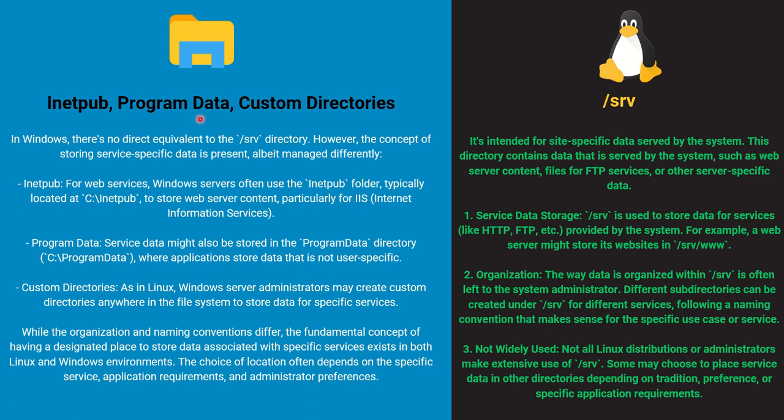On the Windows side, inetpub, ProgramData, custom directories. So we are taking an example again of a web server. If you're running a web server on Windows, then inetpub under the C drive is your go-to folder, which will store all the web server content, particularly the web server that is running for IIS. ProgramData will also contain a lot of information about the application, stored data that is not user specific and very specific to the application.